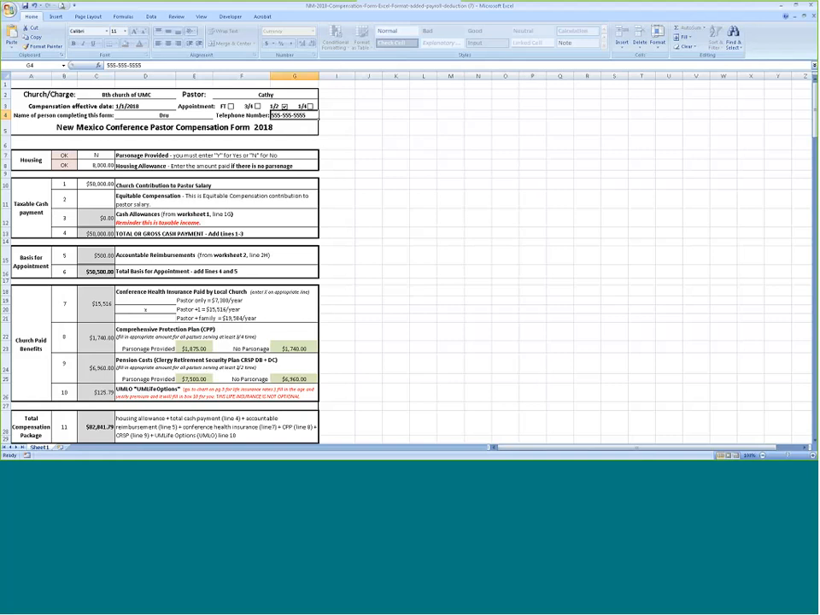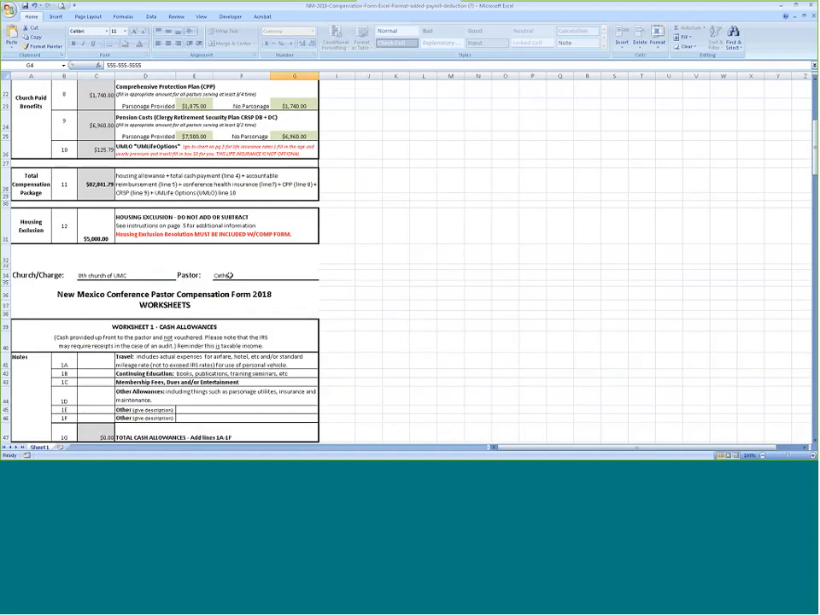If they are half-time or less, they are not eligible for health insurance, so that would stay at 0. And if they're half-time or less, they are eligible for the CRSP. You'll notice if you're filling this out and you have a pastor who is half-time or quarter-time that this automatically populates. If you contact me directly, I will send you a form that will allow you to keep these at 0 or put in the correct amounts. So just contact me directly, or I'll try to be proactive and notice who might be doing that, and I will send it directly to you.